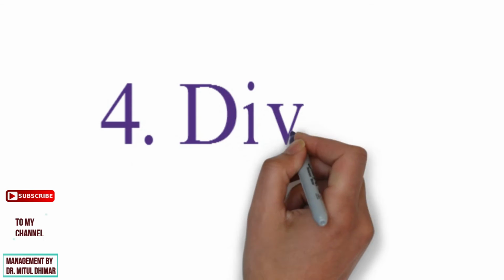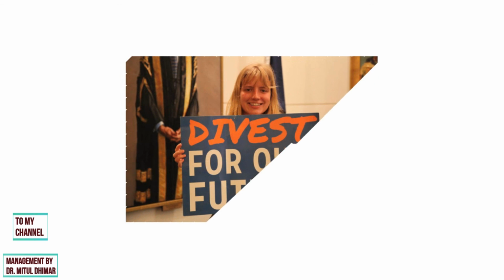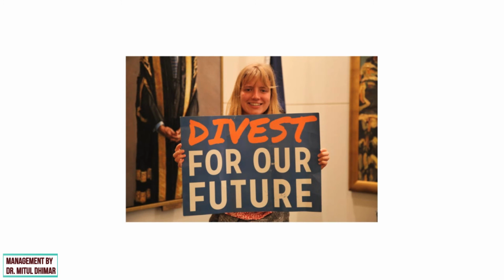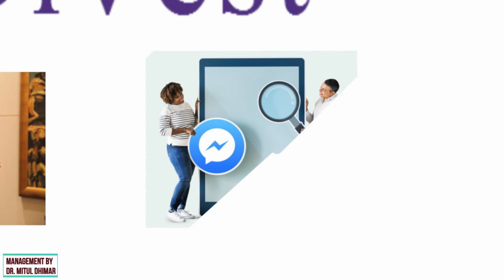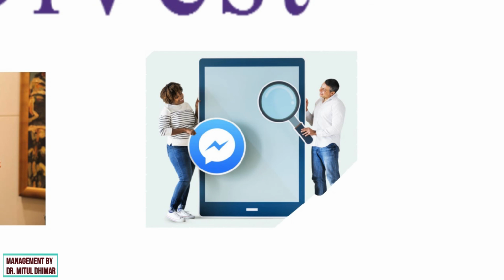Number 4. Divest. Here, the attempt is to get rid of the dogs and use the company's capital to invest in stars and question marks. For example, since almost everyone uses WhatsApp, an additional application like Messenger seems unnecessary. Facebook may consider divesting Messenger due to its low growth rate and low market share, making it a dog.